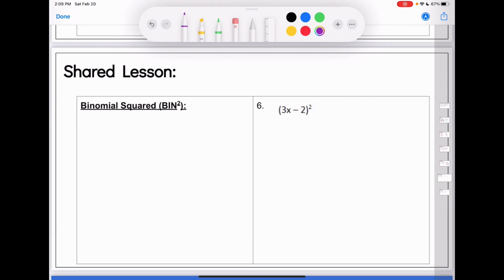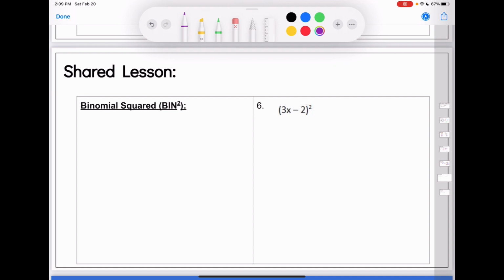For those of you who are really feeling confident, you love finding patterns and things, and you're really good at spotting it, then you can use this shortcut. For most of us, though, we're probably just going to FOIL it out, and that's fine. But since there is a pattern, this is a shortcut. This is what we call the binomial squared shortcut, or bin squared for short.